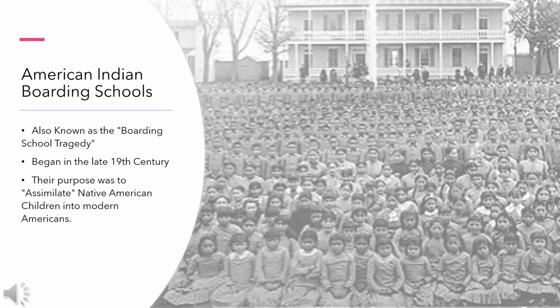The topic of this presentation will be on American Indian boarding schools, also known as the boarding school tragedy. These boarding schools came about in the late 19th century, and their purpose was to assimilate Native American children into modern Americans. The belief was that because there was no more land west for the Indians to be pushed onto, instead of fighting the Native Americans, we would give them an education and assimilate them into our culture. In the picture to your right, you can see a large group of Native American children who've been sent to one of these boarding schools.